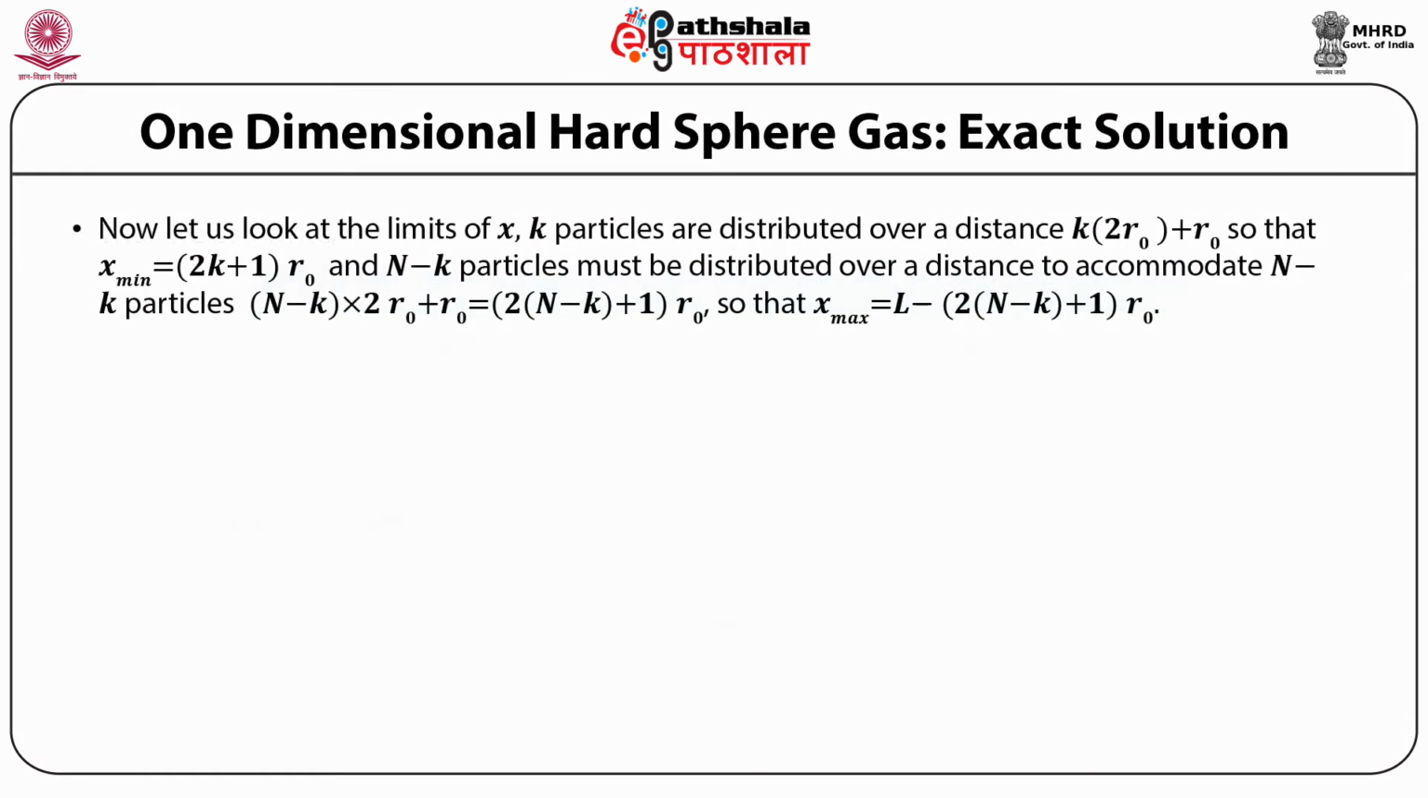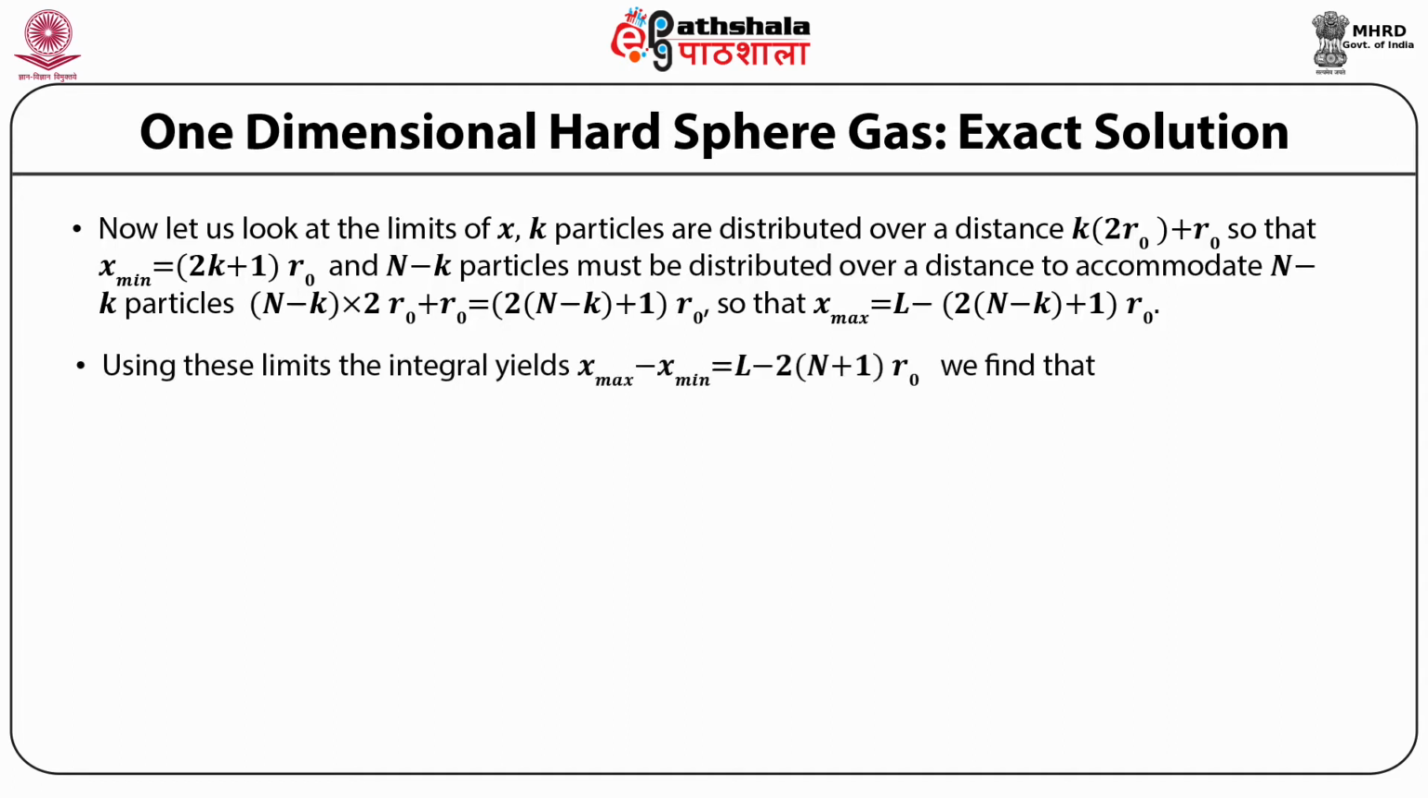Now let us look at the limits of x. K particles are distributed over a distance k times 2 r naught plus r naught, so that x minimum is equal to 2k plus 1 r naught, and n minus k particles must be distributed over a distance to accommodate n minus k particles. That is, n minus k into 2 r naught plus r naught, which is equal to 2 times n minus k plus 1 multiplied by r naught, so that x maximum is equal to L minus 2 times n minus k plus 1 multiplied by r naught.